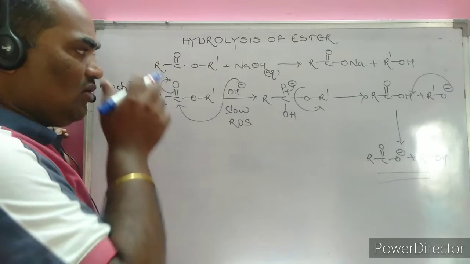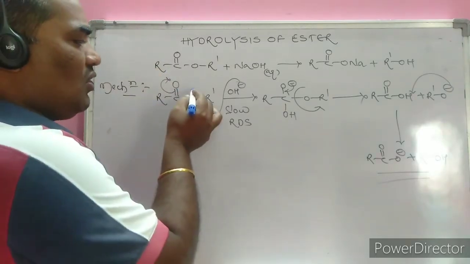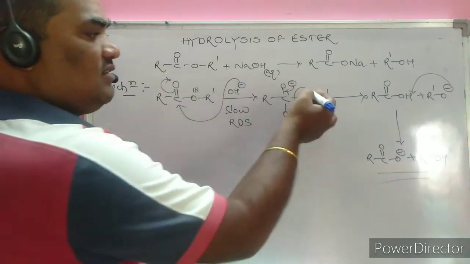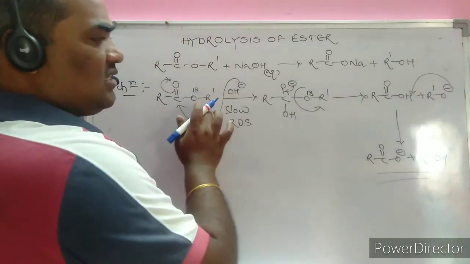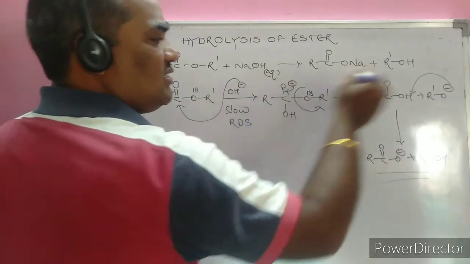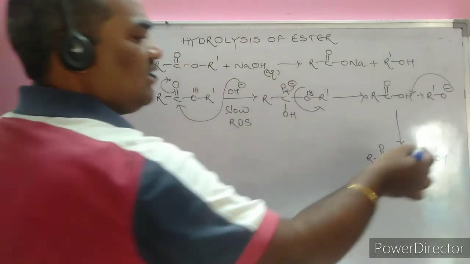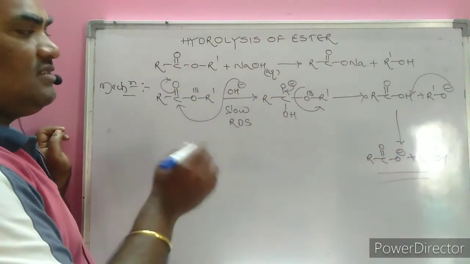Here also, if you want to test with the isotopic weight of the oxygen used as a tracer, the oxygen comes over from the ester itself. Hence this alcohol contains the isotopic oxygen of weight 18.